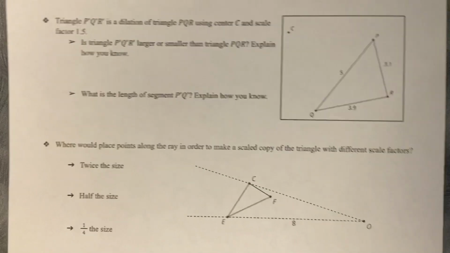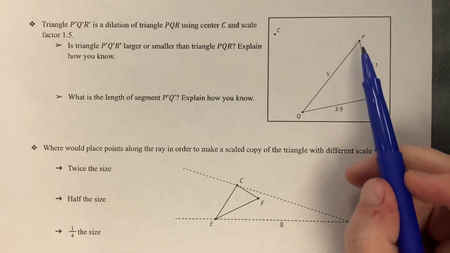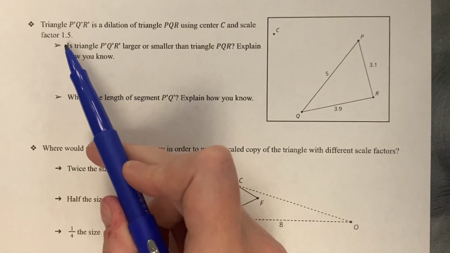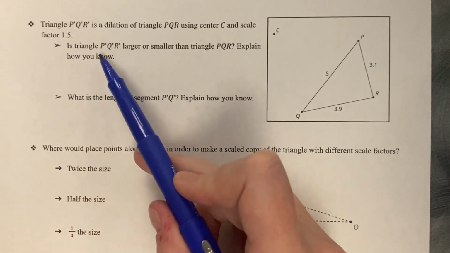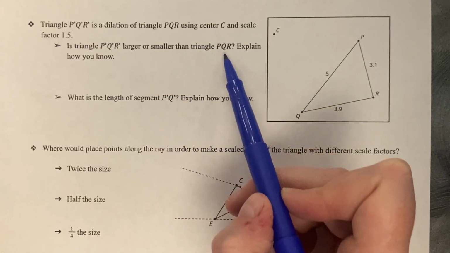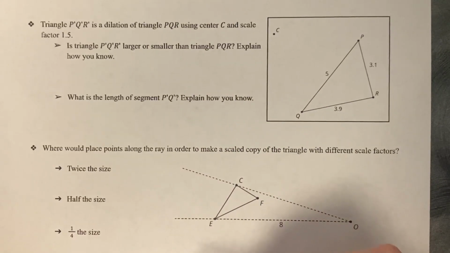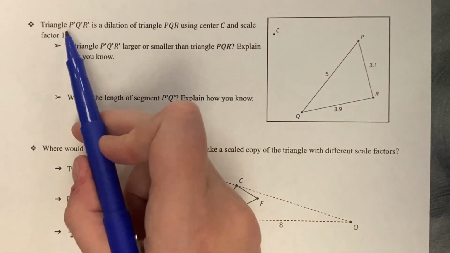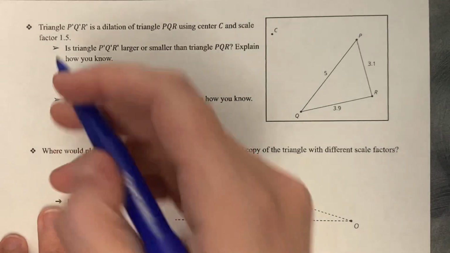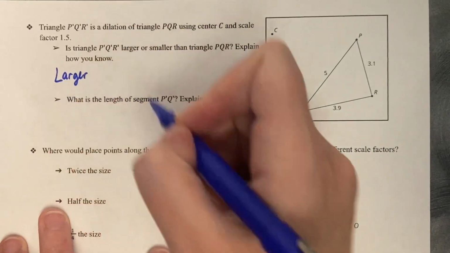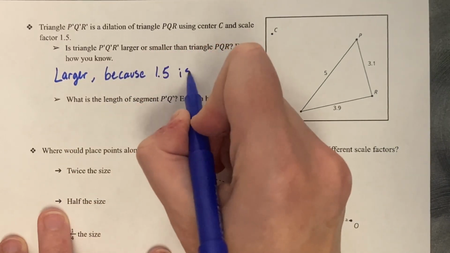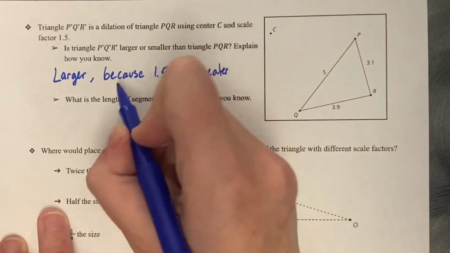Okay, it says triangle P prime, Q prime, R prime is a dilation of PQR, this triangle here, using center C and a scale factor of 1.5. Is triangle P prime, Q prime, R prime larger or smaller, or an enlargement or reduction from triangle PQR? Explain how you know. Well, this is our original, and we want a P prime, Q prime, R prime that's a factor of 1.5. We just saw it on the last page. That's going to be larger, an enlargement, because 1.5 is greater than 1.